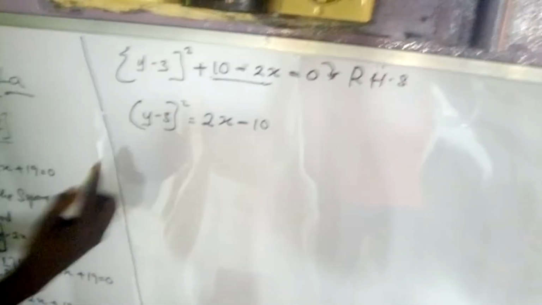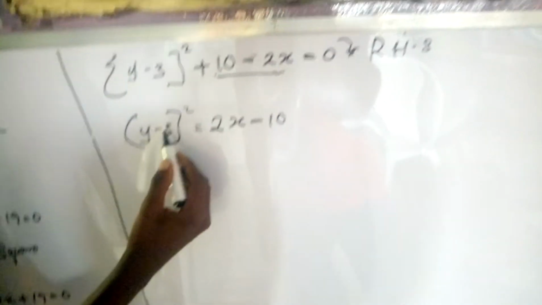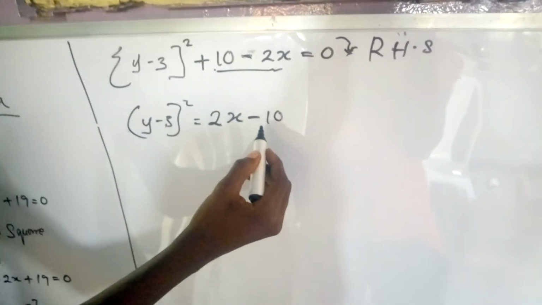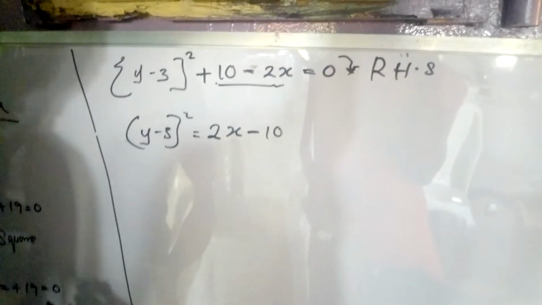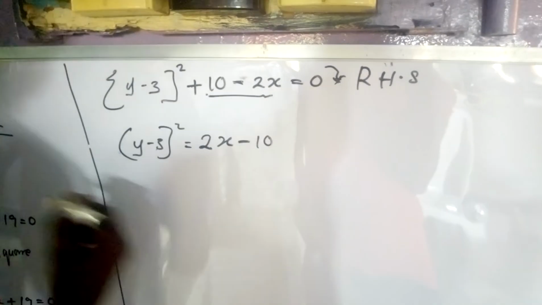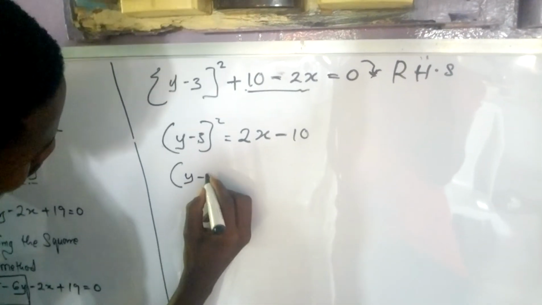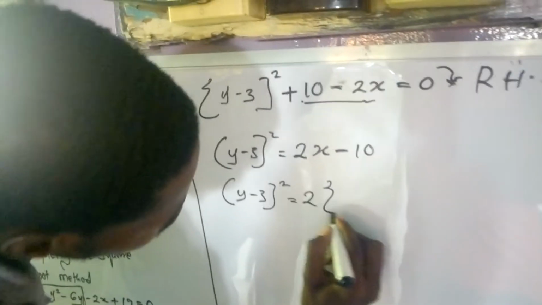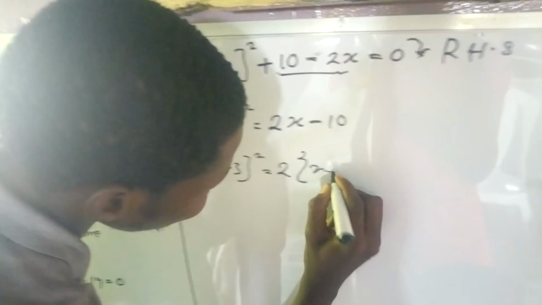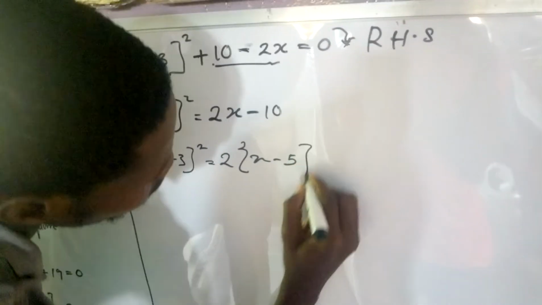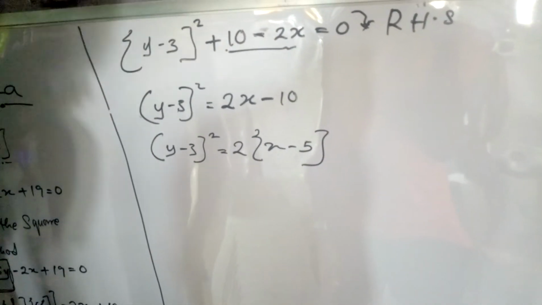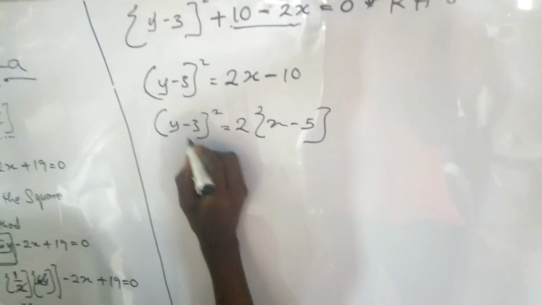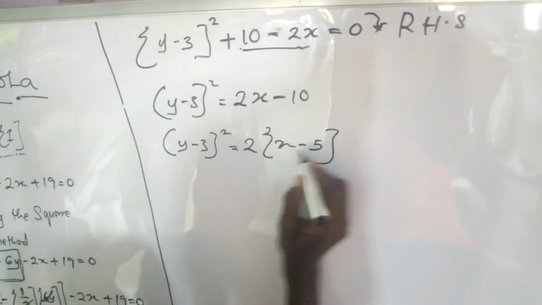So now we are having (y − 3)² = 2x − 10. Then what am I going to do? 2 is common. We are going to say (y − 3)² = 2(x − 5).